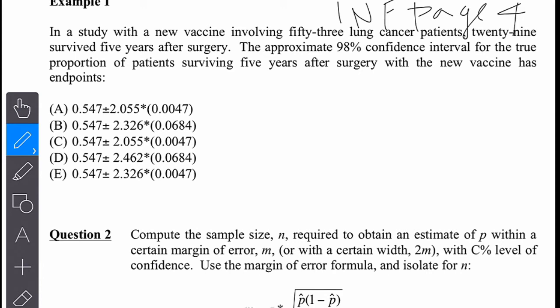Okay, I'm back. All right, so you have this problem. In a study with a new vaccine, what a coincidence, involving 53 lung cancer patients, 29 survived 5 years after surgery. The approximate 98% confidence interval for the true proportion of patients surviving 5 years after surgery with the new vaccine has endpoints. Okay, so if you've never seen anything like this before, do not despair. I will explain what that means.